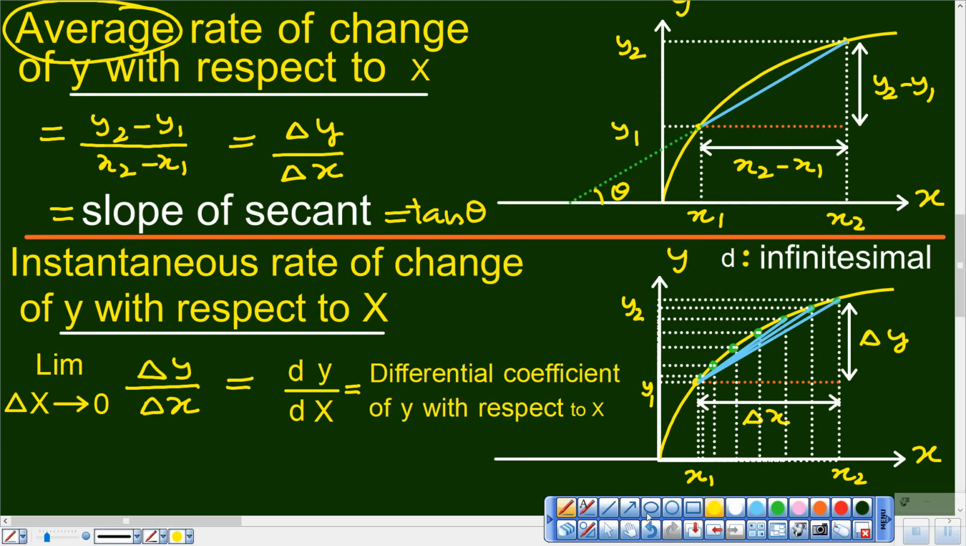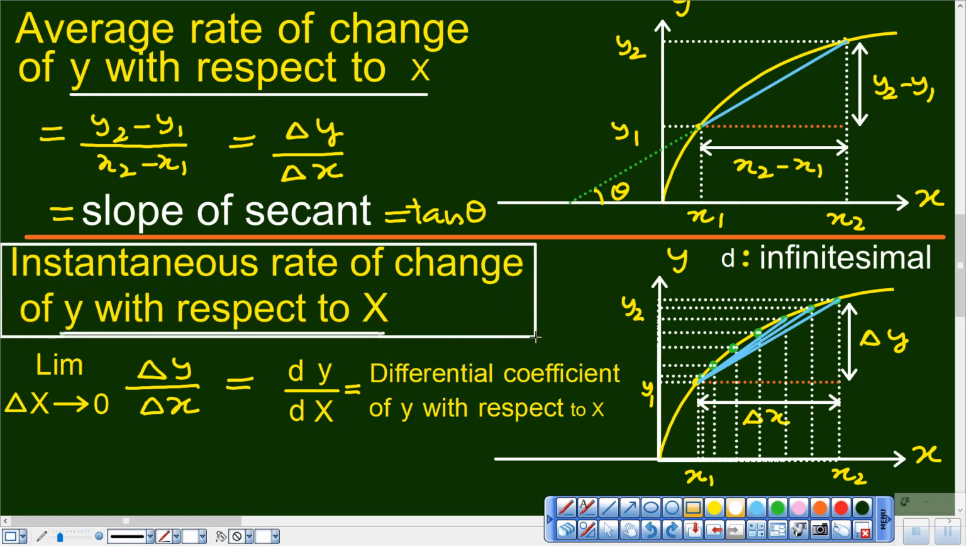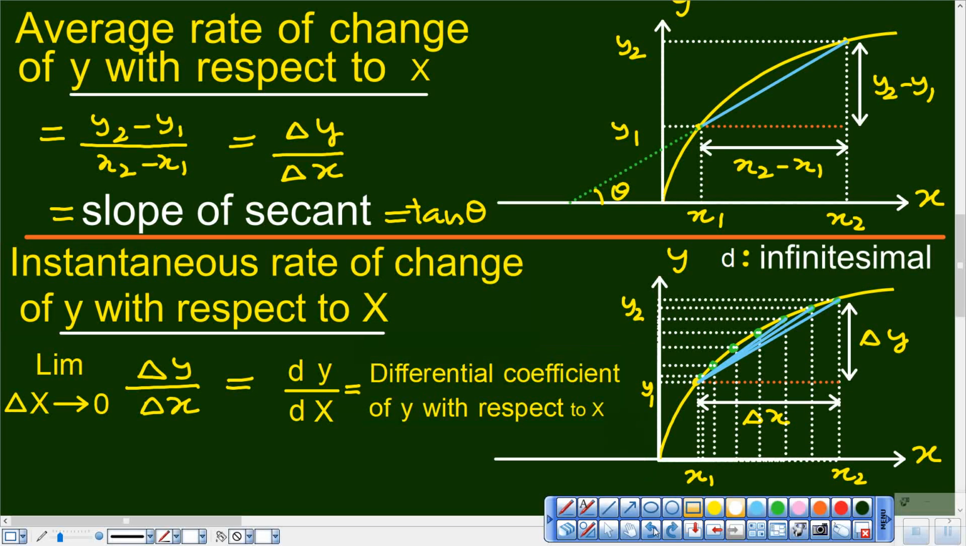So when the change is very small, this is the change in y. Should we call it instantaneous rate of change or not? Basically, the point is that instantaneous rate of change is equal to the differential coefficient of the variable y with respect to x. This is the point I want to drive home. This is also known as the derivative, that is, the differential coefficient of y with respect to x is known as the derivative of y with respect to x. And the process of computing that is known as differentiation.